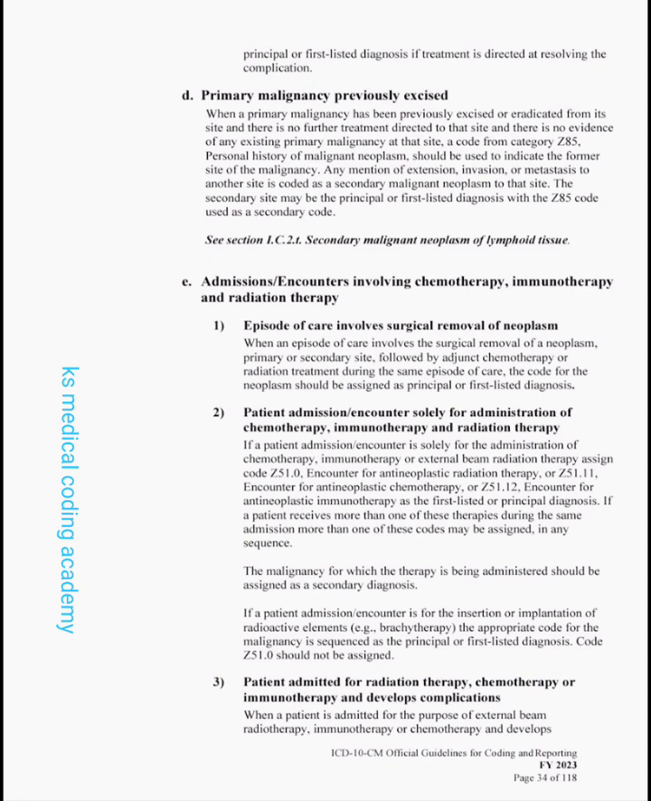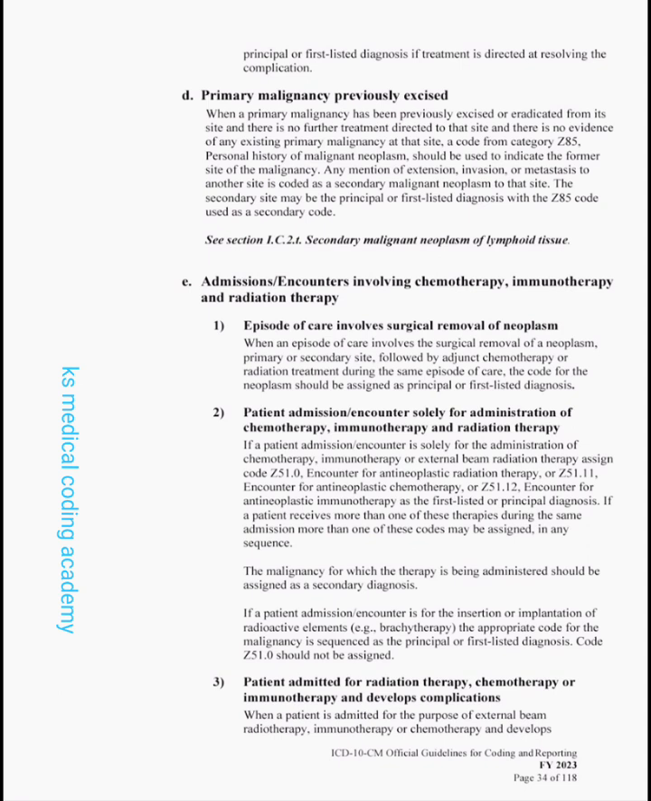A. Admissions, encounters involving chemotherapy, immunotherapy and radiation therapy. 1. Episode of care involves surgical removal of neoplasm. When an episode of care involves the surgical removal of a neoplasm, primary or secondary site, followed by adjunct chemotherapy or radiation treatment during the same episode of care, the code for the neoplasm should be assigned as principal or first listed diagnosis.